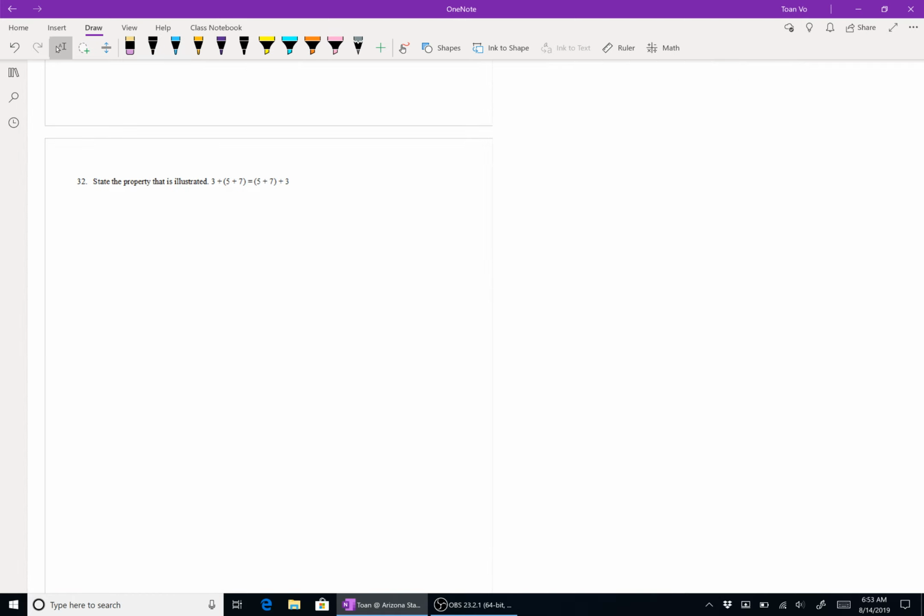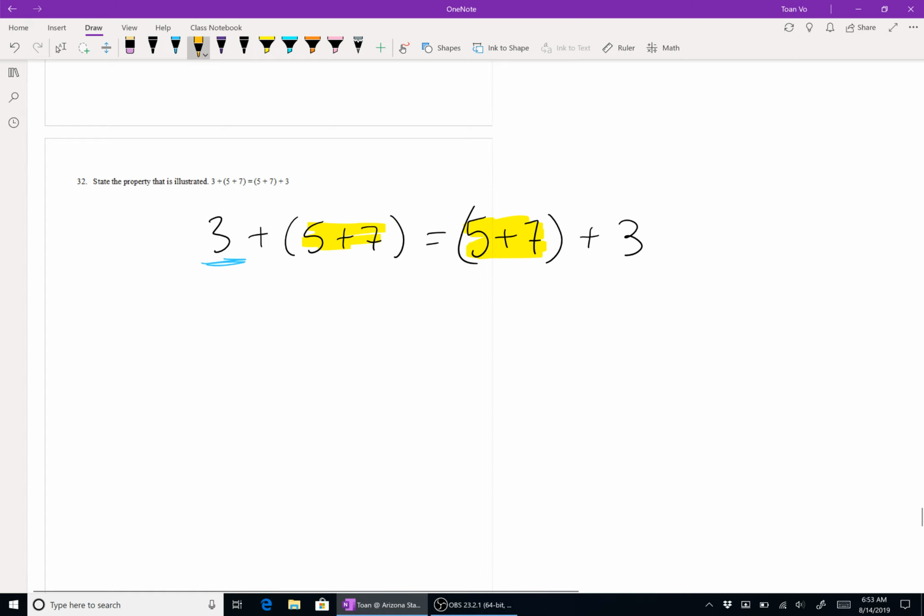Again, number 32, state the property that's illustrated. You either know it or you don't know it. But what are some things I look out for? I see parentheses, but notice that the parentheses are the same. So the grouping did not change. So I did not change the association. If you look at the order, 3, 5, 7 went to 5, 7, 3. I changed the order. I moved things around. That's the classic sign of commutative. The commutative property of addition.